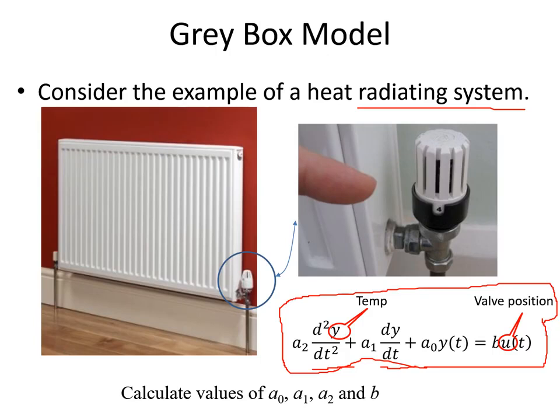Then the coefficients of each one of these derivative terms, a2, a1, and a0, well, a0 is without derivative, and b is the coefficient of the input. Those are unknown. So calculating those values will be part of the gray box modeling. And note that y here represents temperature and the input is the valve position.